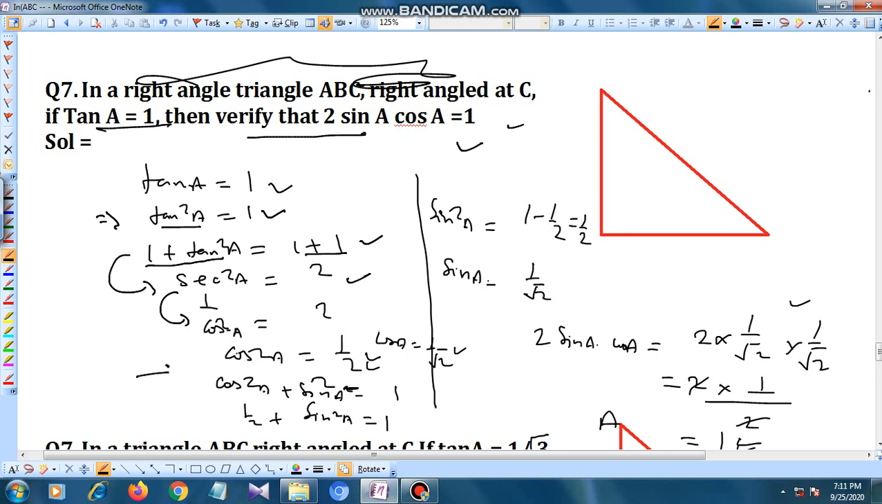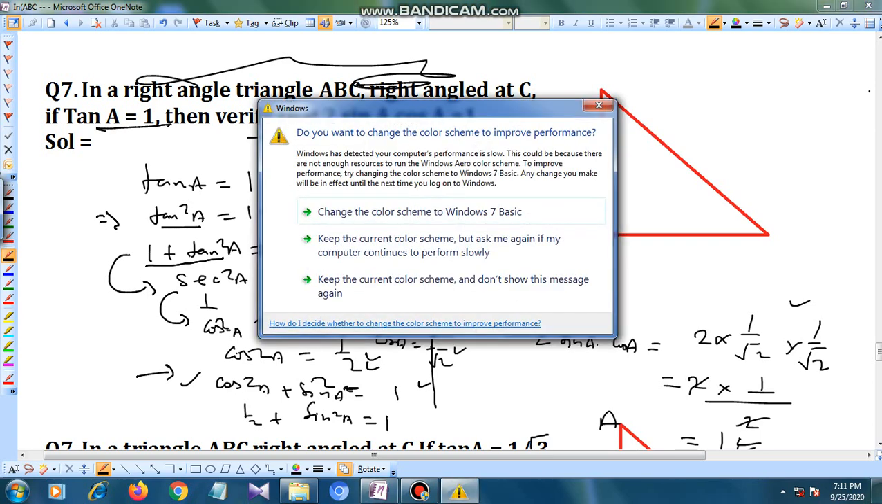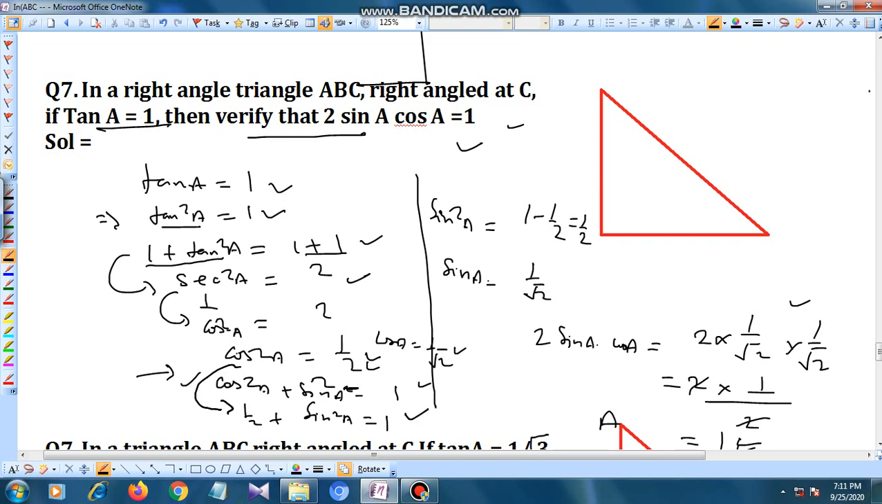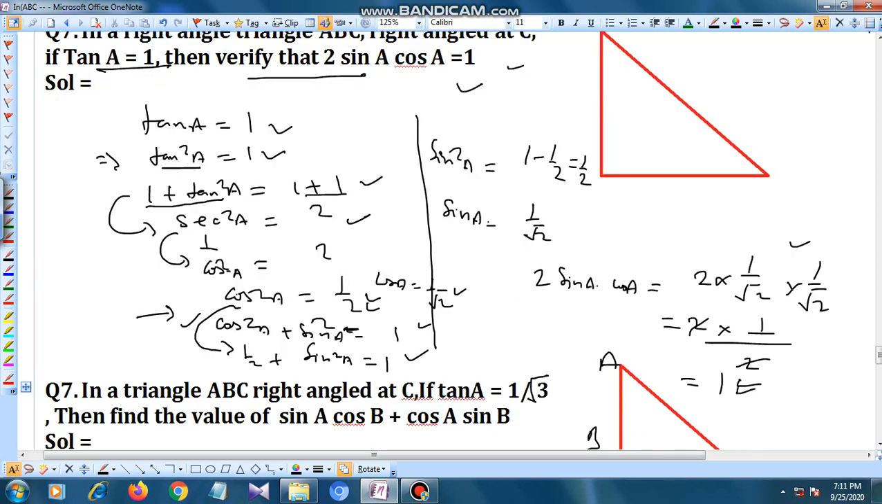Now using first identity, sin square A plus cos square A equal to 1. Now putting the value of cos square A in the identity, so 1 by 2 plus sin square A equal to 1. So sin square A equal to 1 minus 1 by 2, so it will become 1 by 2. Therefore sin A equal to 1 by root 2, because square root of 1 by 2 is 1 by root 2.